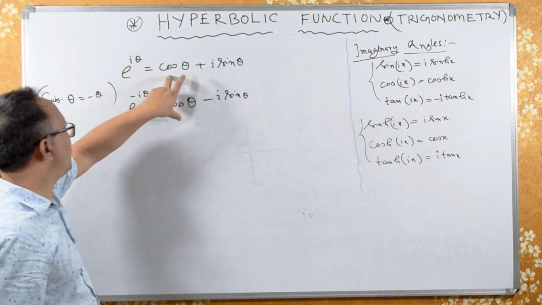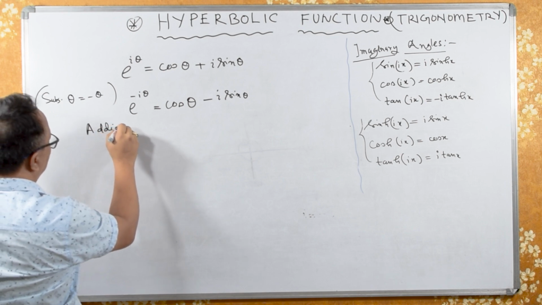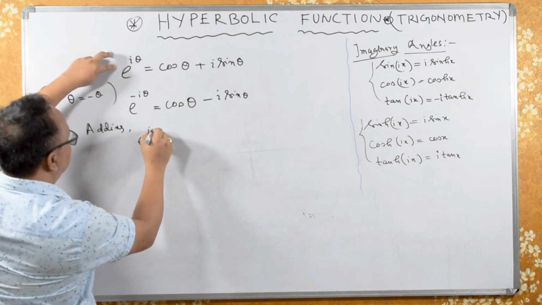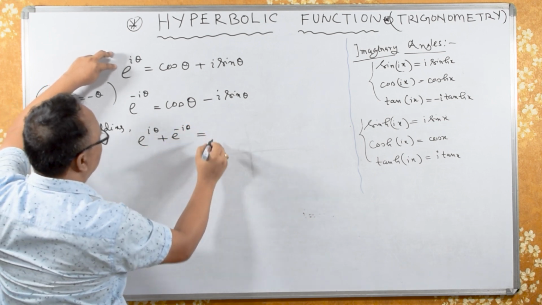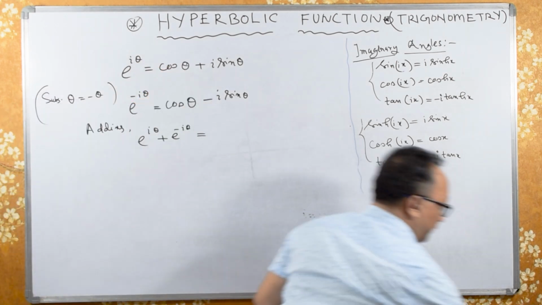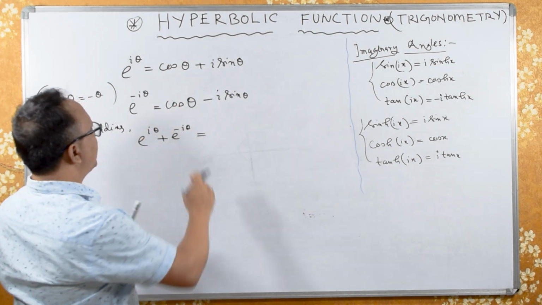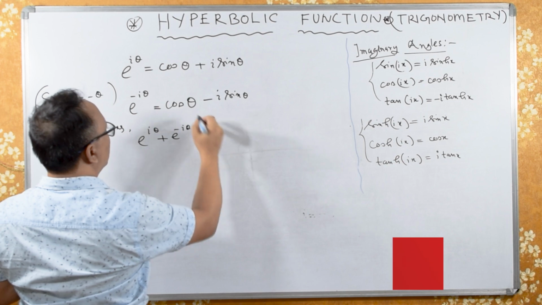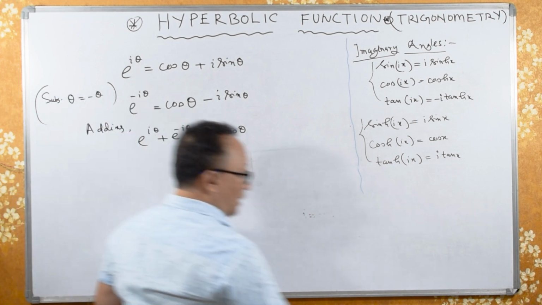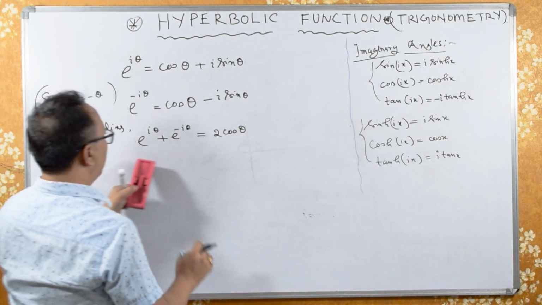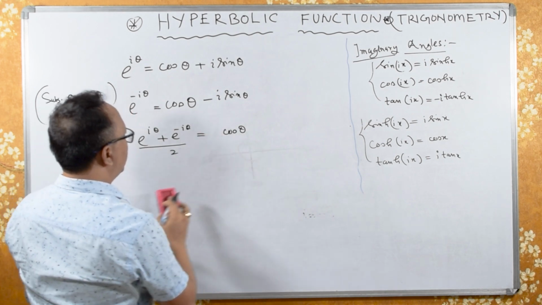Now if I add these two, we have e raised to i theta plus e raised to minus i theta equals what? If I add these two, these two will get cancelled. I will have twice cos theta. Now I can send this 2 down, and it becomes cos theta equals this.